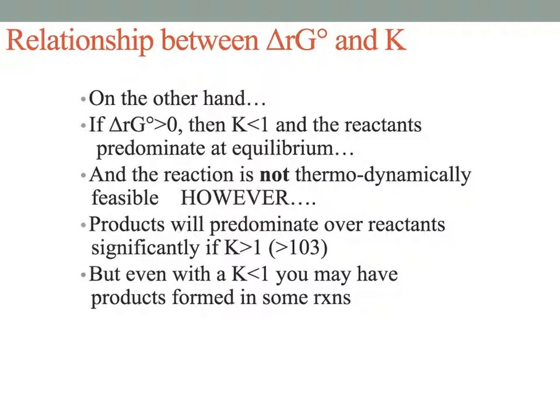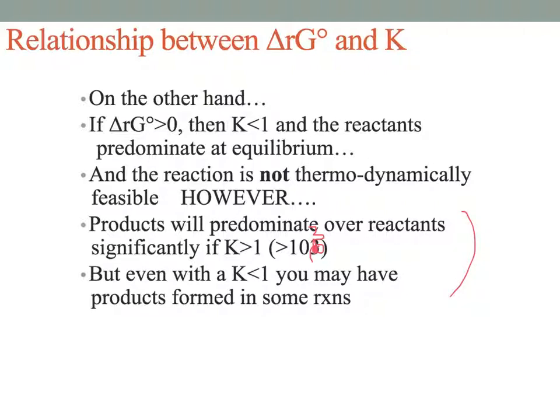On the other hand, if delta G is greater than 0, then that means that the equilibrium constant will be less than 1. And at equilibrium, you will have more reactants present, and the reaction will not be thermodynamically feasible. And this is supposed to be a superscript here.